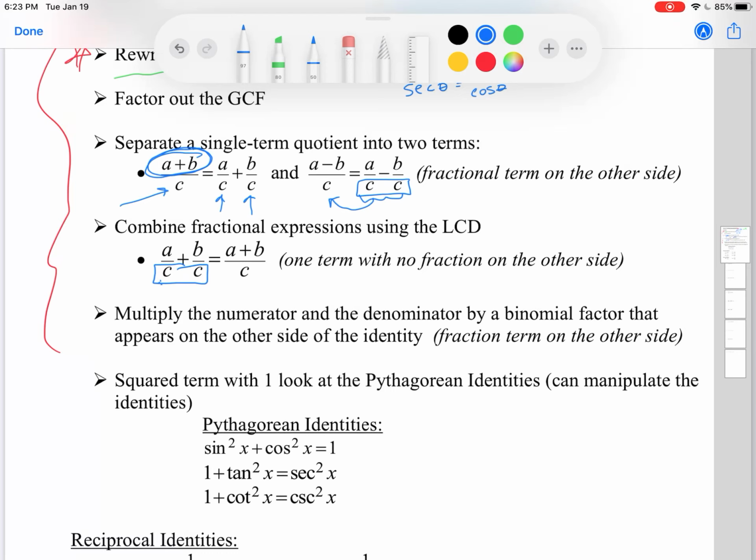Another guideline, another option you can use, is to multiply the numerator and the denominator by a binomial factor that appears on the other side of the identity. Now, this is a lot. What this means is if you know the end result, again, think of it like a puzzle, we know what we're going to want at the end.